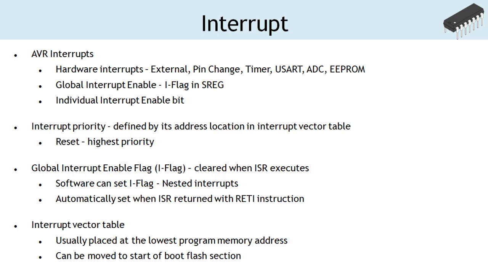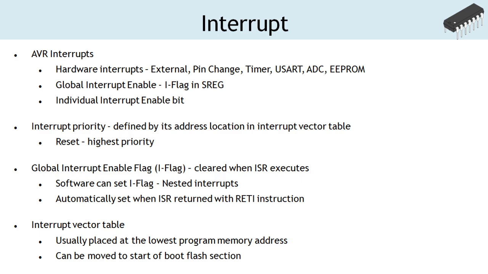The global interrupt enable bit in the status register is used to enable or disable the interrupts for the entire system. To enable an interrupt, the global interrupt enable bit and the individual interrupt bit must be written with logic 1. The priority of an interrupt is defined by its address location in the interrupt vector table. The lower address has the higher priority. Reset has the highest priority as it is placed at the first address location in the interrupt vector table.